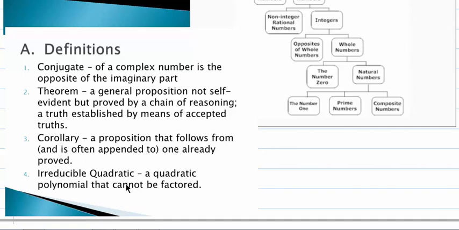Irreducible quadratic. A quadratic polynomial that cannot be factored by rational numbers. A lot of times before, when you were factoring, you would write something like prime polynomial when you would try to factor it because it wasn't factorable. That's what we call an irreducible quadratic.